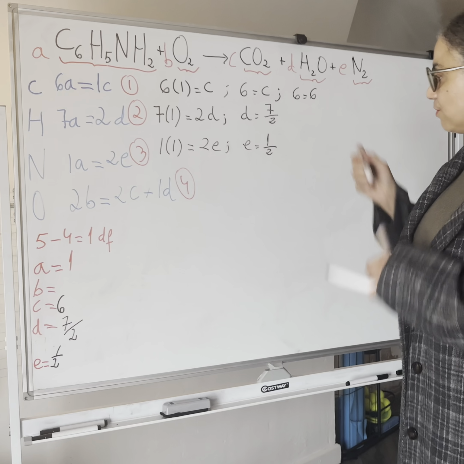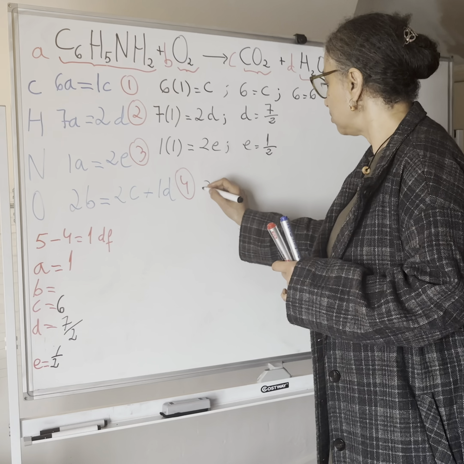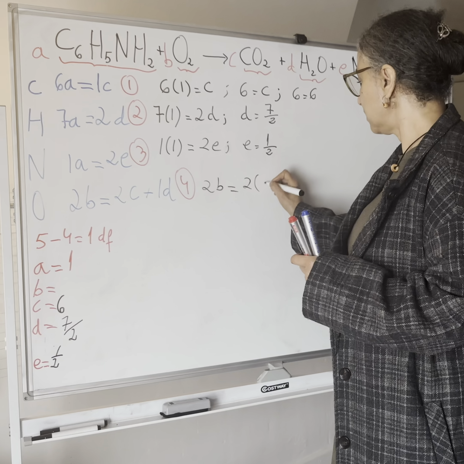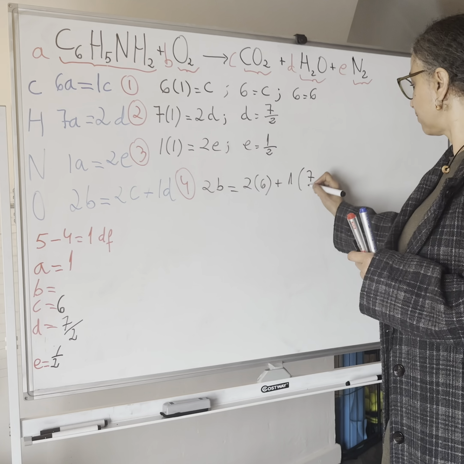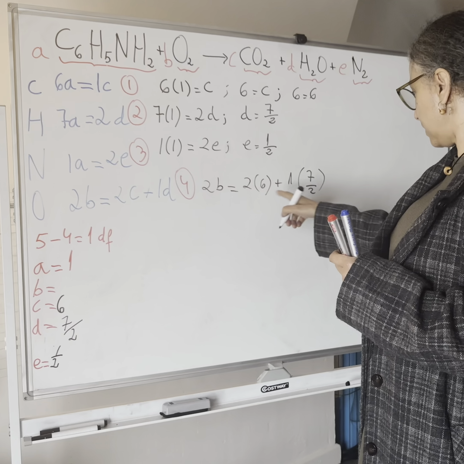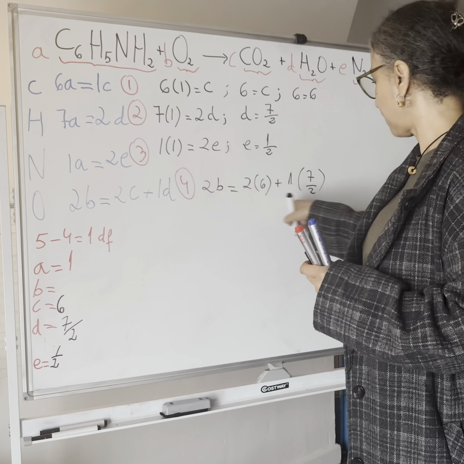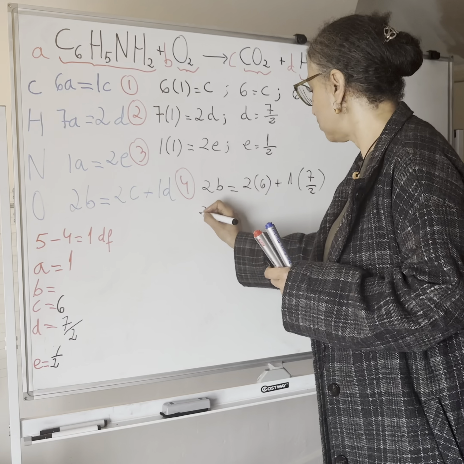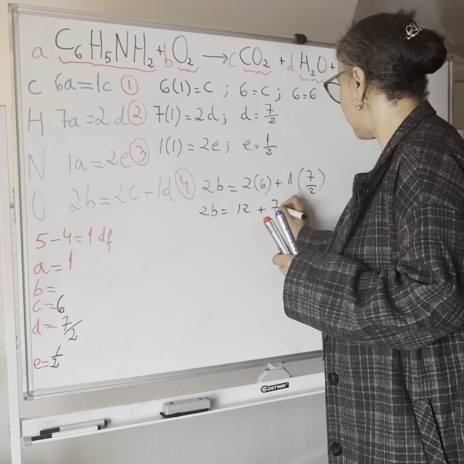Okay, so equation number 4, we have to solve for b. So 2b equals the value of c, which is 6, plus 1d, which is 7 over 2, and that's it. Now we have to combine items. So let's solve this fraction with the whole number. So this is 2b equals 12 plus 7 over 2.